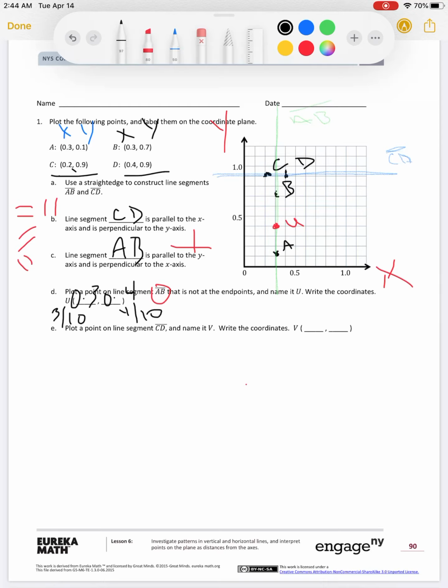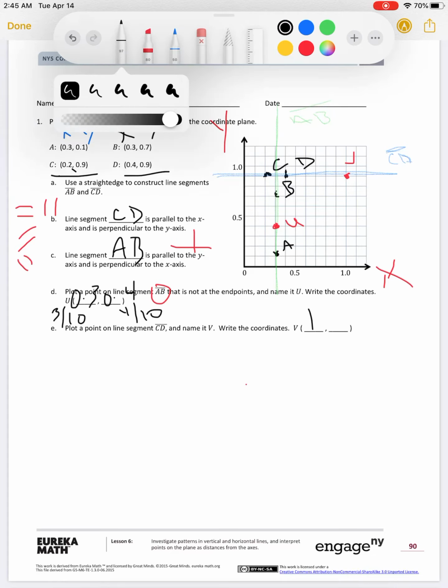Good job for us. Okay, E, plot a point on the line segment CD and name it V. So here is our line segment CD. We can plot it anywhere. It didn't even say don't go to the endpoint, so we have wiggle room there. Okay, I'll color this one red as well. I think I'm going to plot here. And it says for us to name it V. Okay, point V. Now we have to provide the coordinates for point V. Okay, so on the x-axis, point V sits on the, let's see, here, which is 1.0. So we can just put 1.